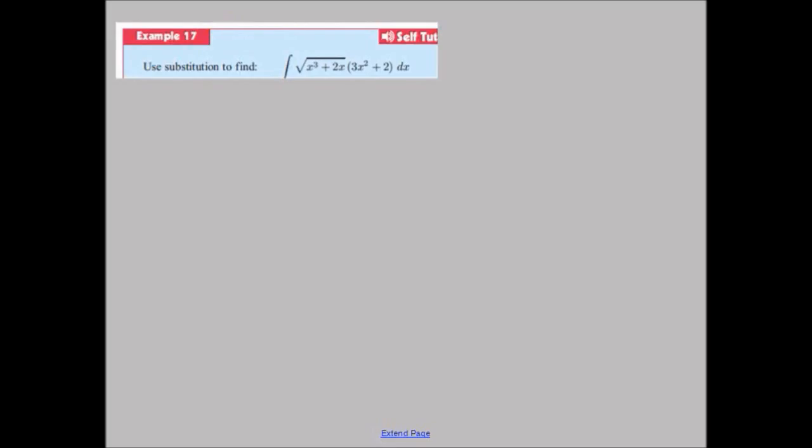Use substitution to find the integral. Oops, I cut off the integral sign here. This is an integral sign of this guy. Okay, so first of all, let's rewrite that. The integral of (x cubed plus 2x) to the power of 1/2 times (3x squared plus 2) dx.